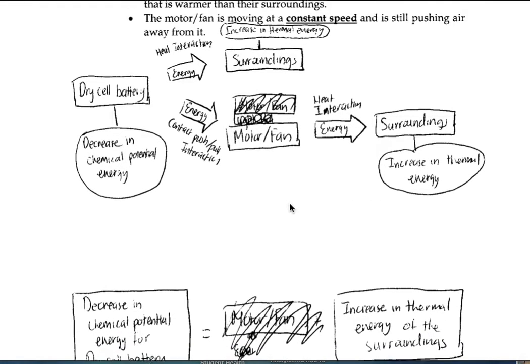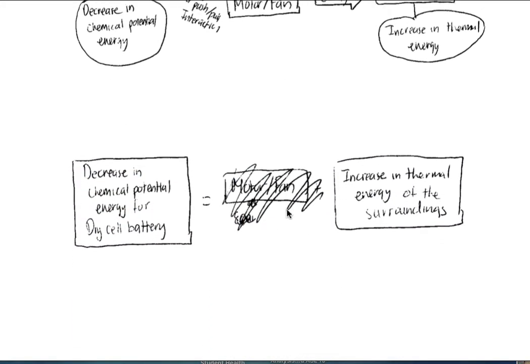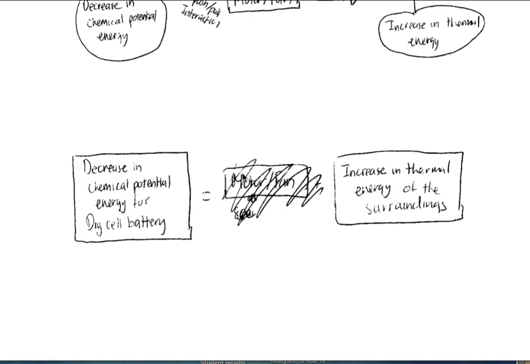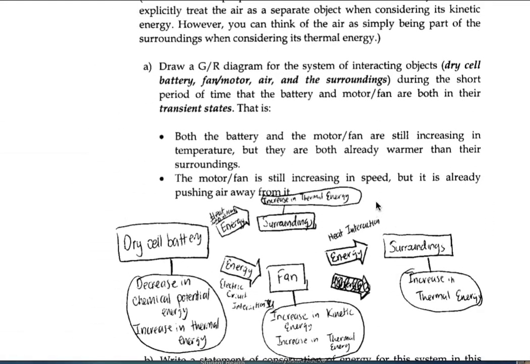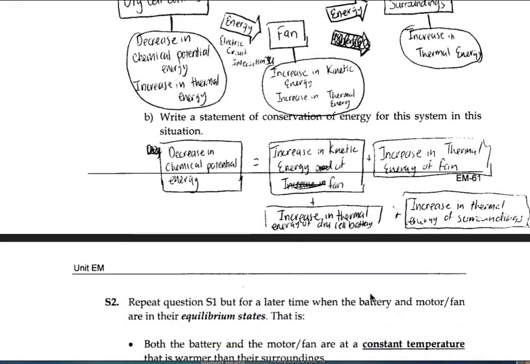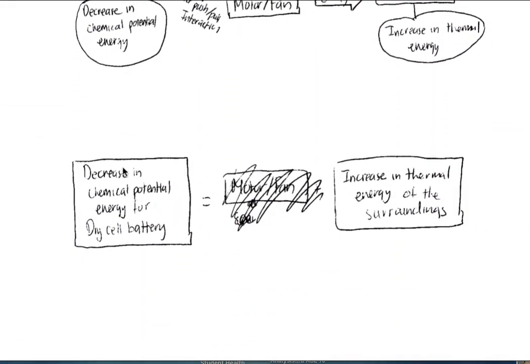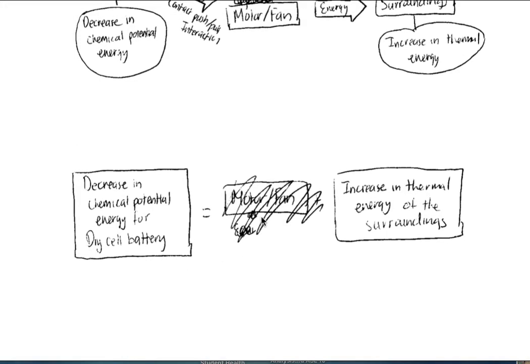Because the motor fan is basically at equilibrium, for the conservation equation, sorry, I keep scrolling because I need to find the name, the conservation of energy thing, I put decrease in chemical energy of the dry cell battery equals an increase in thermal energy of the surroundings since the motor fan is at equilibrium.